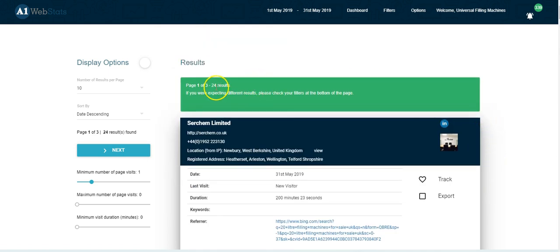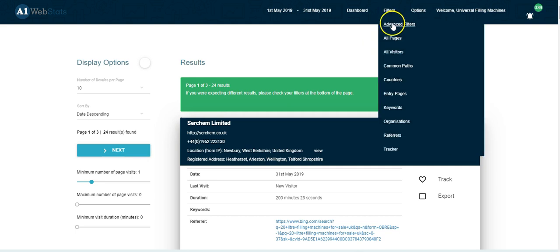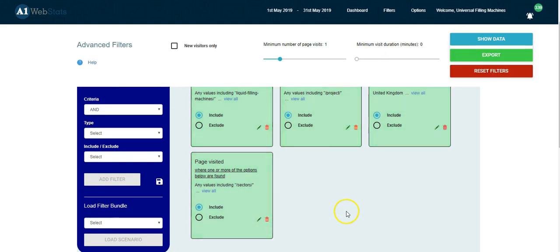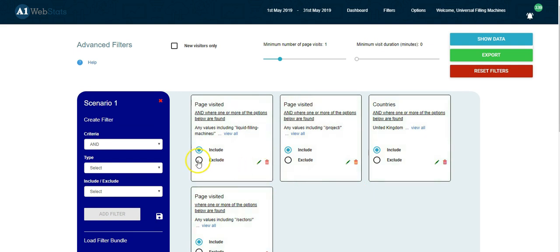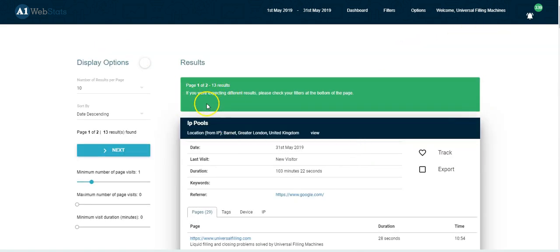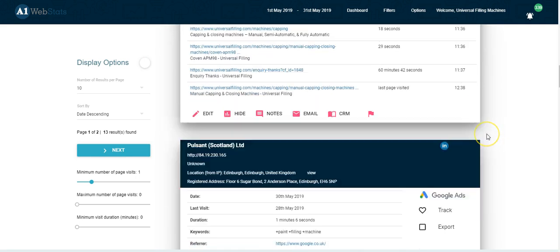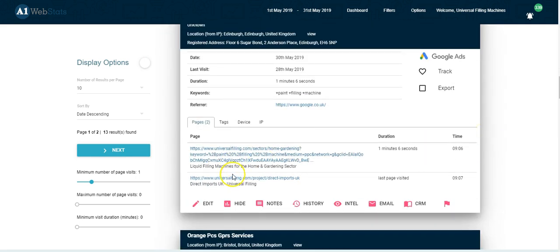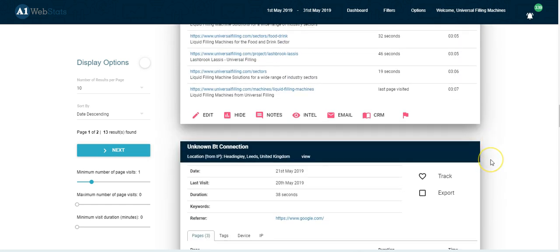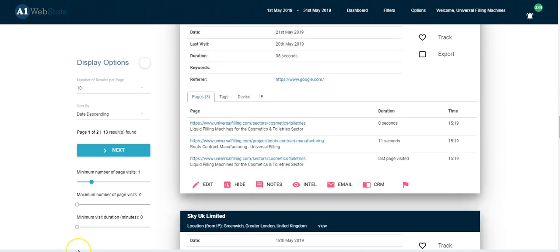But it's trying to pick up on the difference. See, there's 24 here. If we went back to advanced filters and said, well, actually, let's take out the people who got to the machines pages. So they come from the UK, got to the project pages, looked at sectors, and they didn't get to liquid filling machines pages, and show the data. So we get 13 people who didn't get as far as those liquid filling machines type pages during their journey. That sort of information is quite useful to look at when you get very granular.